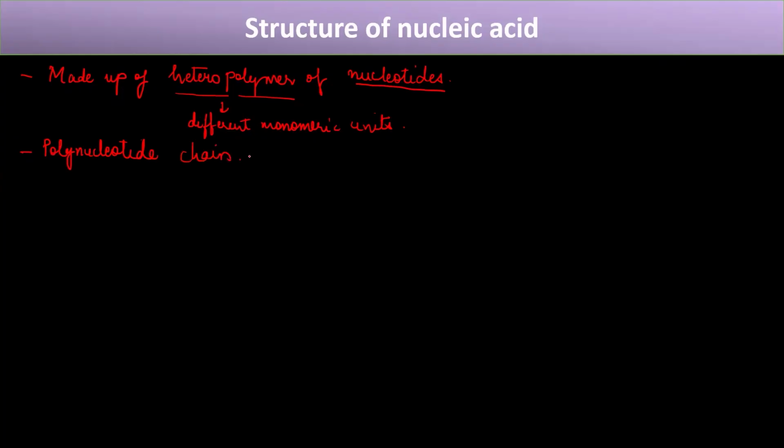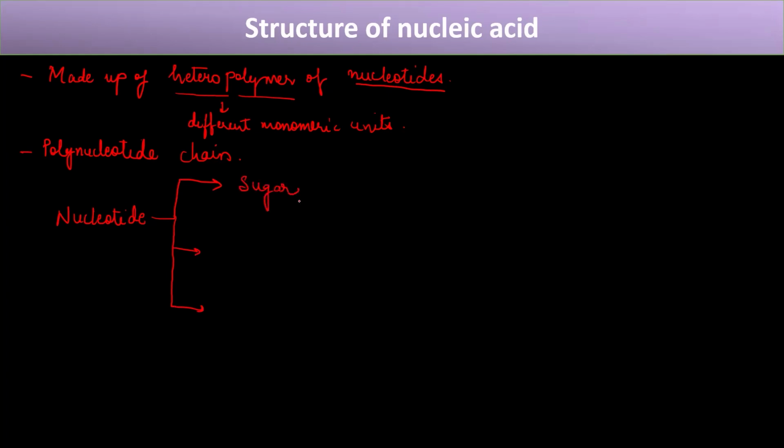Okay. Now let's see what a nucleotide is. The term nucleotide is made up of three components. So it comprises three components. The first component is sugar.